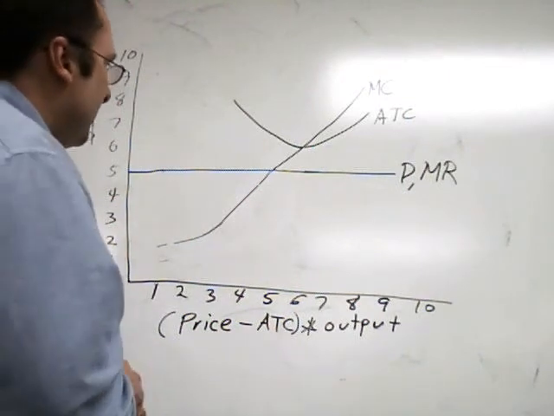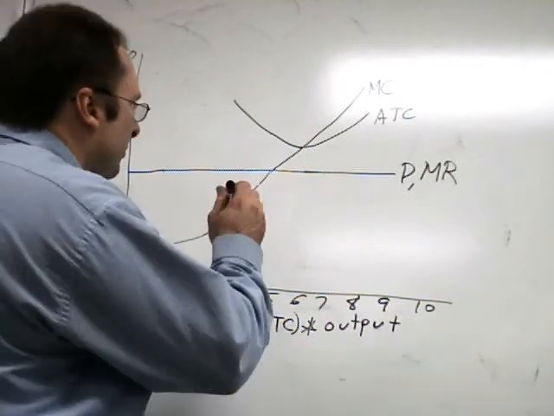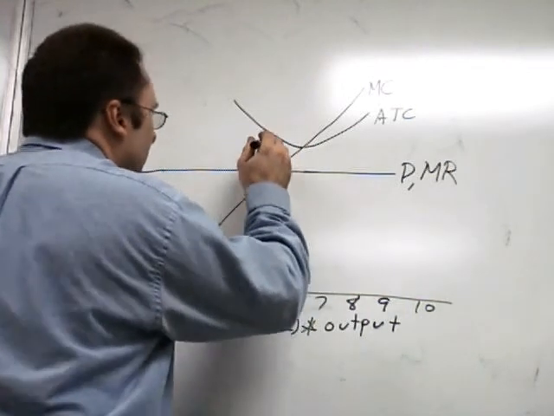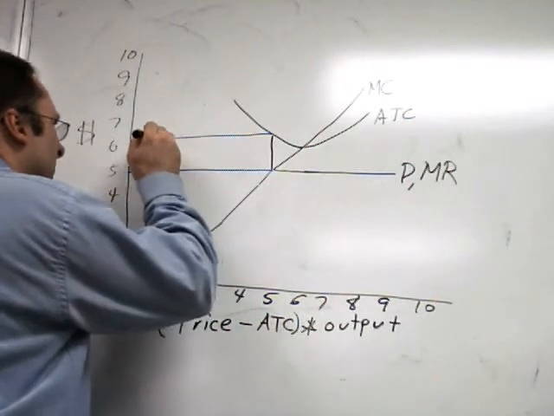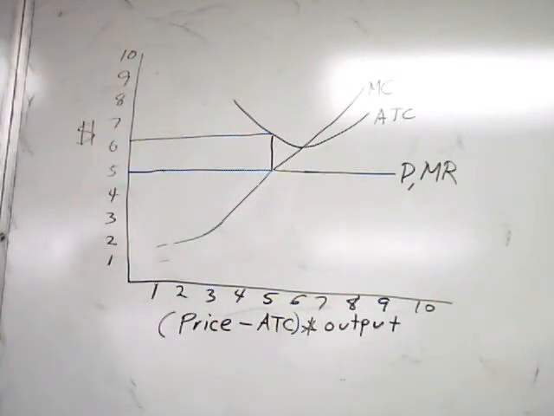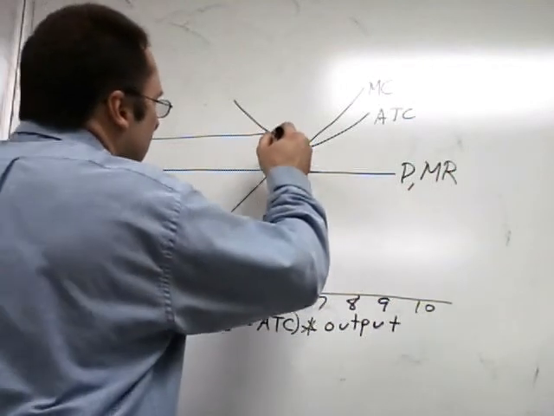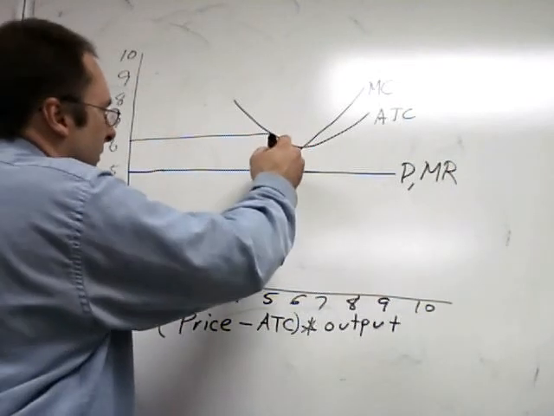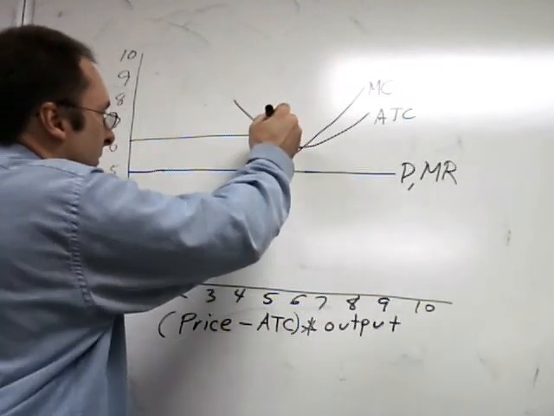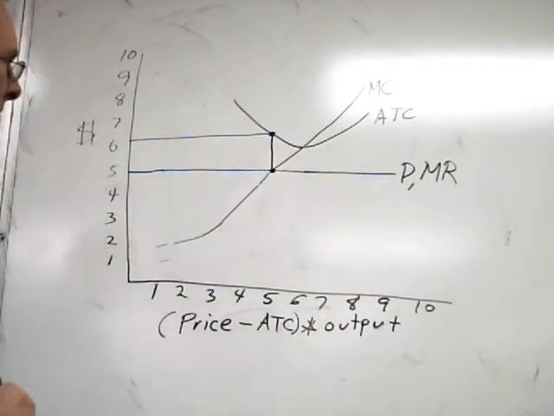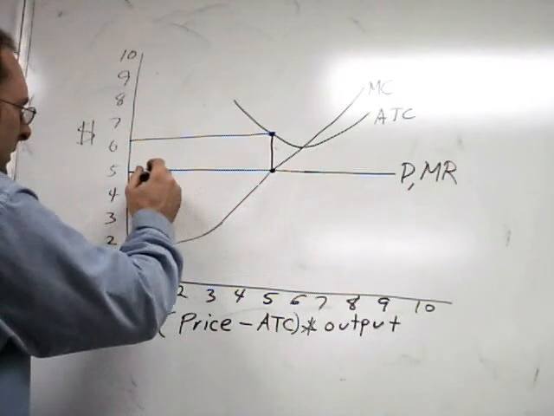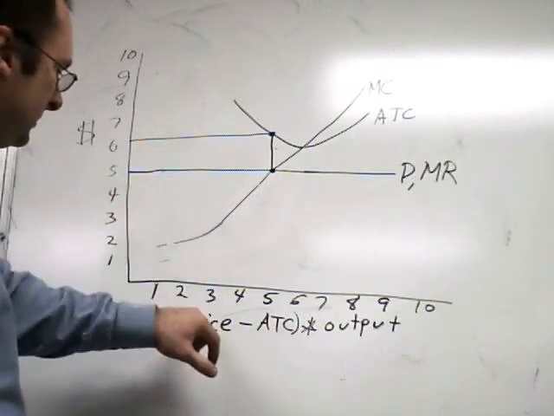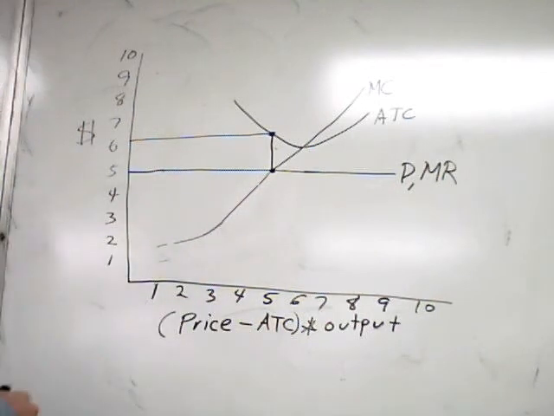Another way of looking at that is to know that their profit is the area of this box right here. You can look at this box. This is going to be price minus average total cost. That's what this line here is. That's the price, that's the average total cost. So that's price minus average total cost. The length of that line is the output. So the area of this box is equivalent to this formula right here.